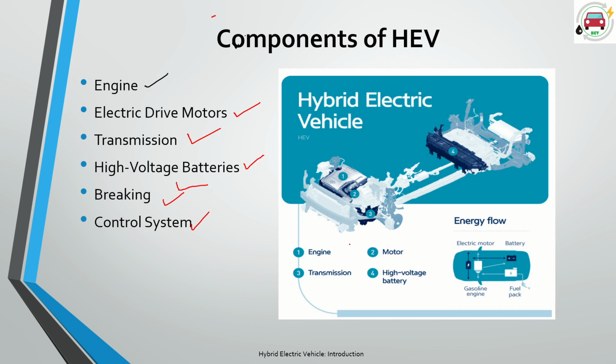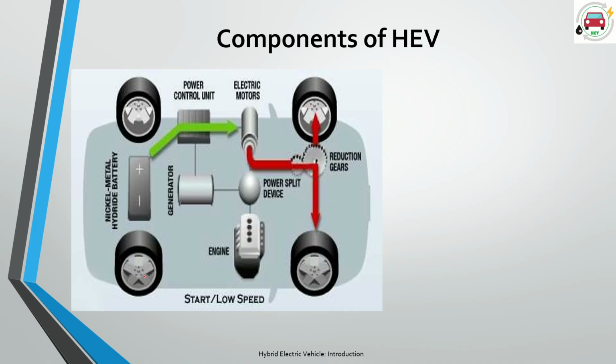And in this picture, we can see the engine. It shows that the engine is the main component, transmission is another component, motor is another component, right? And high voltage batteries. It shows that there are four main components, right? But we cannot ignore the storage batteries, braking system, and control system. Let us see the components of hybrid electric vehicles, right?